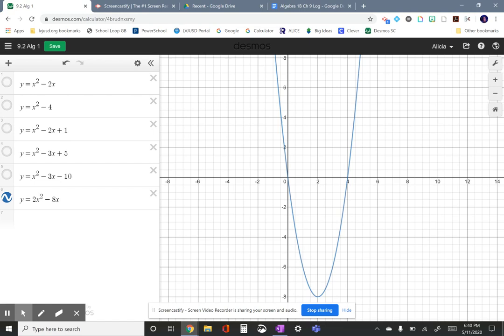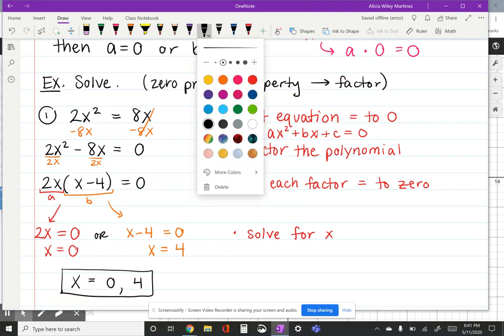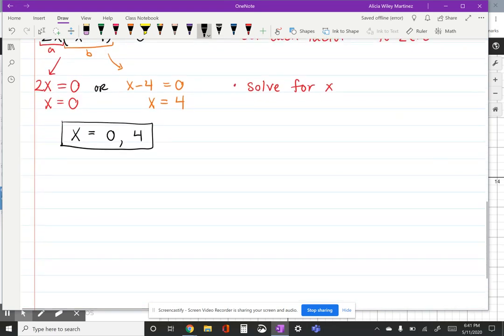To quickly make the connection, if I were to graph this, and there's the graph of 2x squared minus 8x, look at where our graph crosses the x-axis. It crosses where x is 0 and where x is 4. Those are the exact same two x values that we got. So I'm just trying to make the connection between what we have learned before and what we're doing today. We're just solving these without doing any graphing at all.